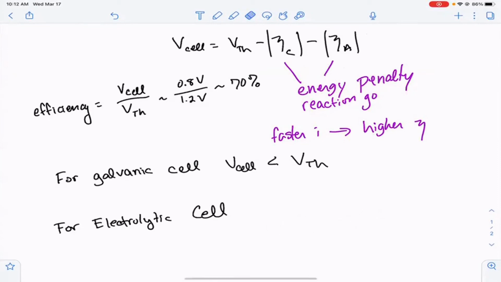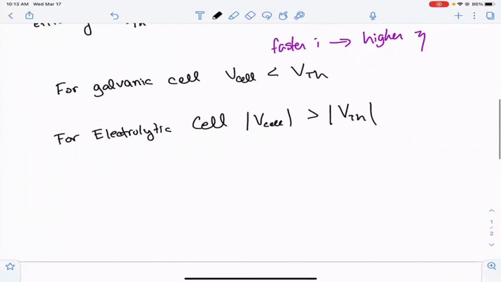Though we don't typically write voltages as negative values. So instead, the way that we look at this is that the absolute value of the cell voltage, which is the applied voltage, is always greater than the thermodynamic voltage. And that's all because of kinetics and how we're going to try to drive the reaction at the rate that we want. And it is possible to try to drive the rate so high that the voltage goes to zero. But again, that's not particularly helpful, right?